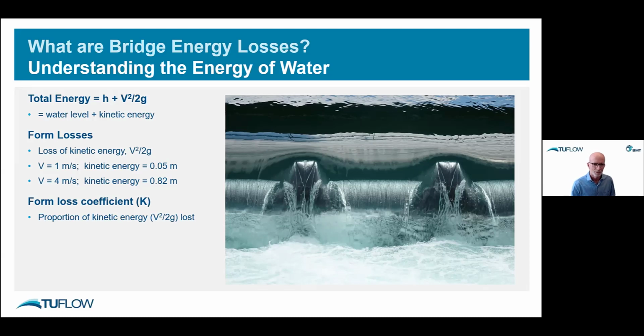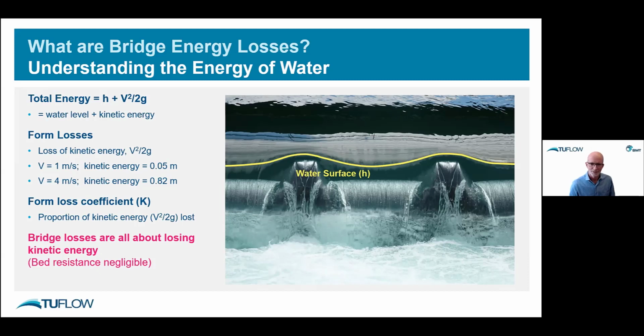So we talk about form loss coefficients or energy loss coefficients, and that's basically a proportion of that available kinetic energy that can be dissipated. For bridge losses, it's all about losing kinetic energy. As I said earlier, bed resistance is negligible.